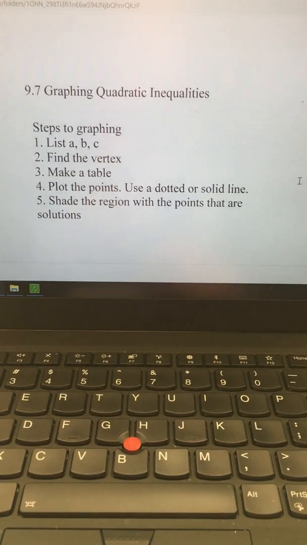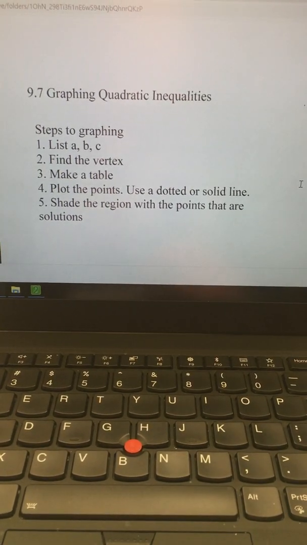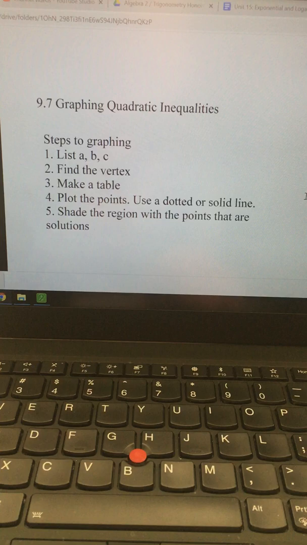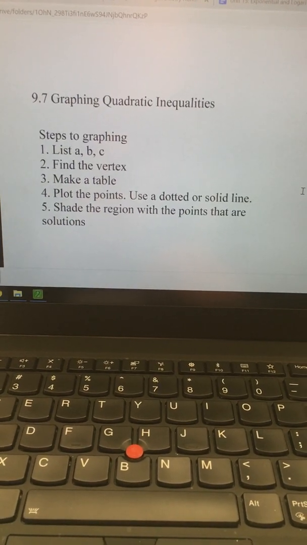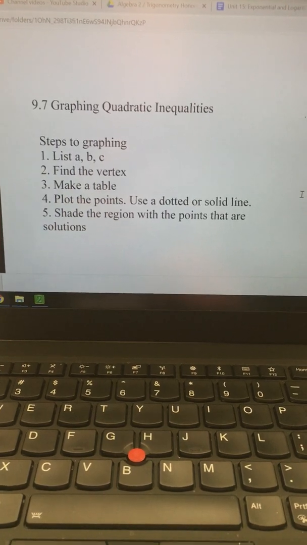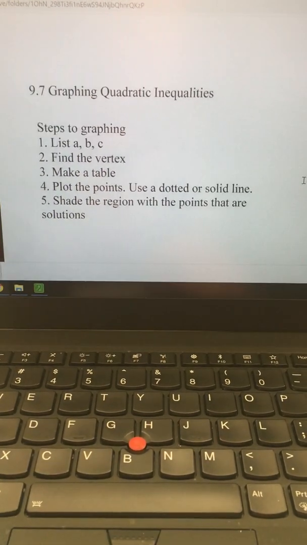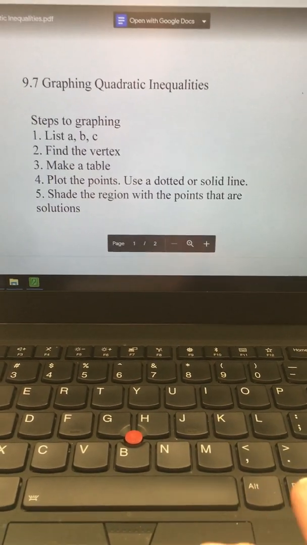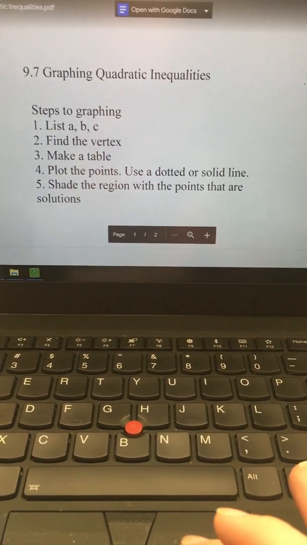We are going to list A, B, and C. We need to find the vertex. We need to make a table. Put the vertex in the middle of the table, pick your two numbers smaller, bigger, plug back into the original to find and finish your table. Then you plot your points, you decide dotted, solid, and you shade either above or below. So let's go ahead and start our first example.